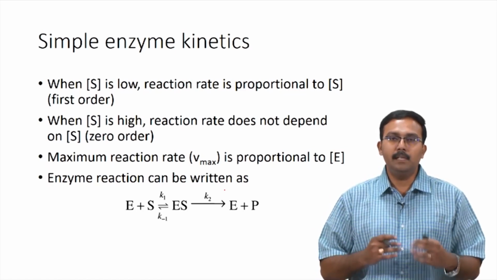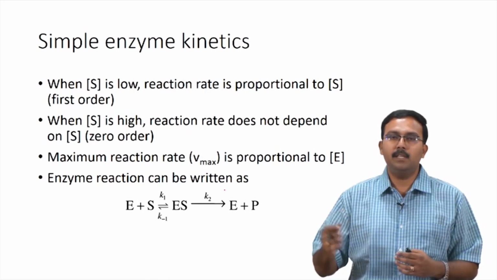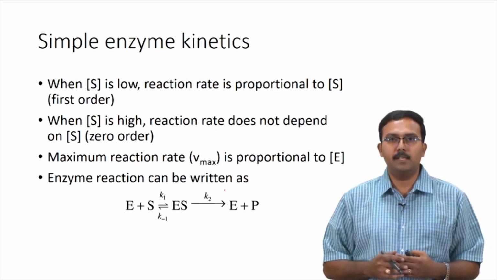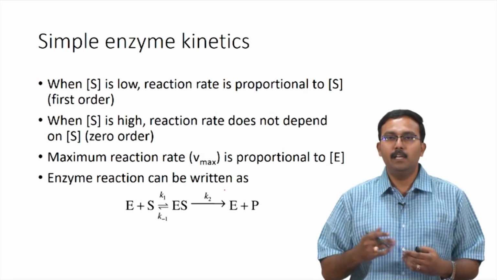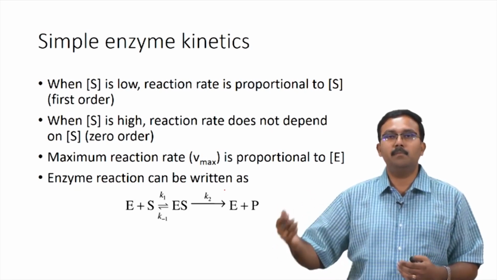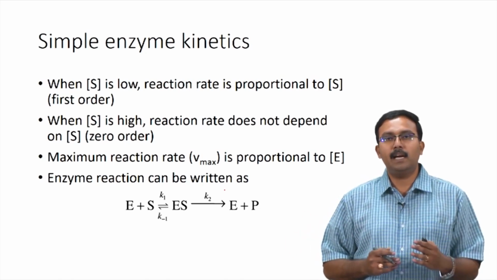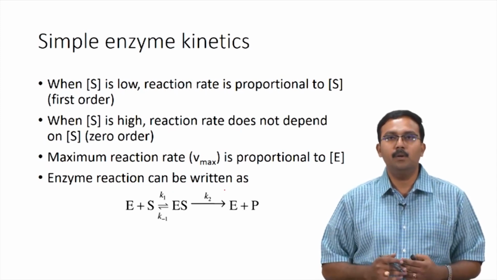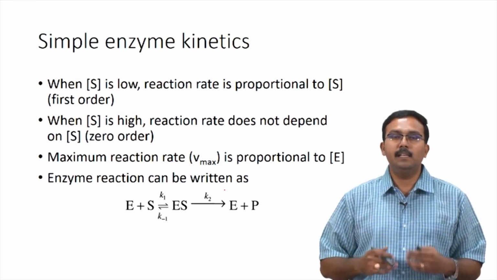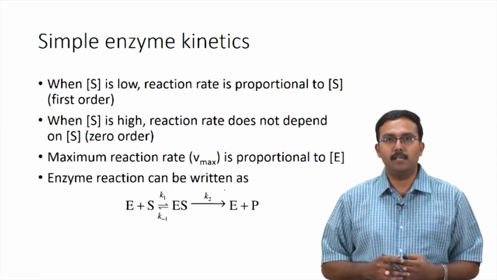Now, to increase the rate of the reaction after all the active sites are filled with substrate molecules, we can add more enzyme, thereby increasing the number of active sites. As the active sites increase, the rate of reaction also increases, and thereby the maximum velocity or maximum rate also increases. So, this explains why we see a first order reaction when the substrate concentration is low and a zero order reaction when the substrate concentration is high, and we see an increase in Vmax or Vm when we increase the enzyme concentration.